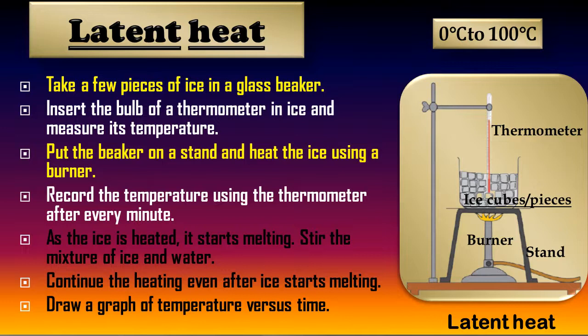That means the temperature changes from 0 degrees Celsius to 100 degrees Celsius, and at this temperature the water starts converting into steam, and the temperature remains constant at 100 degrees Celsius till all the water converts into steam. So this is latent heat, in which the solid is converted into liquid and the liquid is converted into steam without changing its temperature.